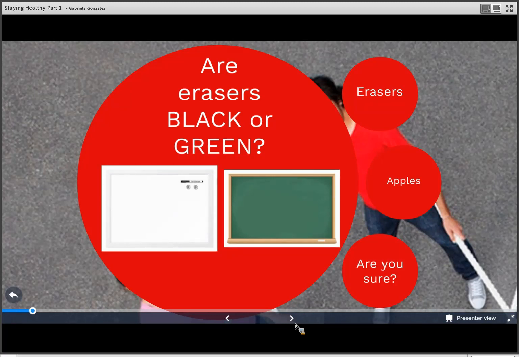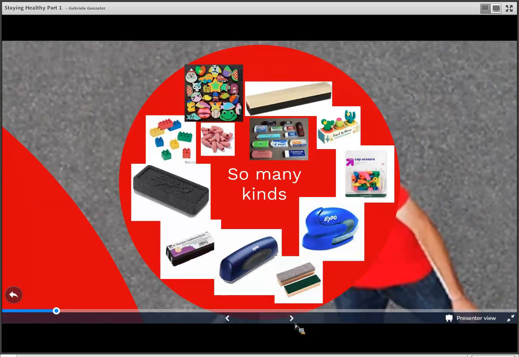Well, what if I told you that not all erasers are used to clean chalkboards or whiteboards? But you knew that, right? Some are used to clean pencil markings off paper, and erasers are made of a whole bunch of different materials and come in many different colors.